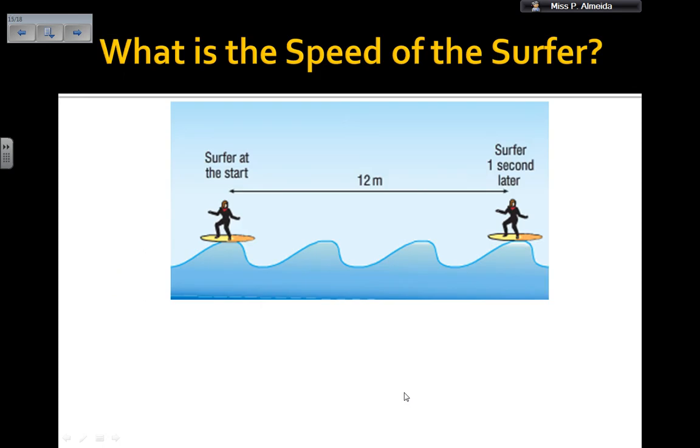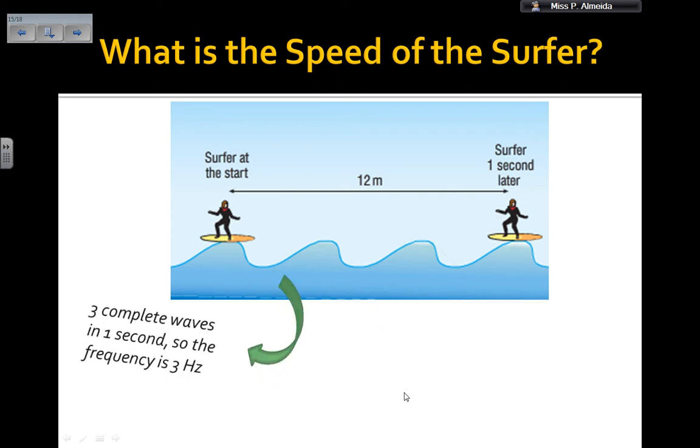Final exercise. What is the speed of this surfer? Now, there are 2 ways of doing this exercise. Speed equals distance over time. He travels a distance of 12 meters in 1 second, so it's 12 divided by 1, that gives me 12 meters per second. But in terms of waves, you can also do this exercise.